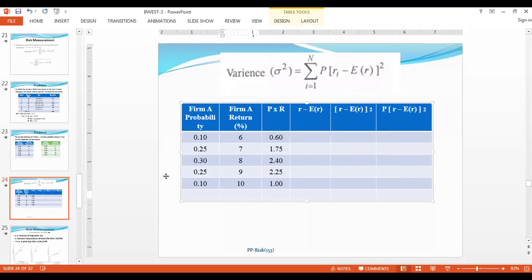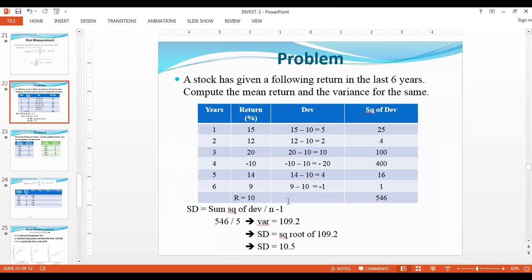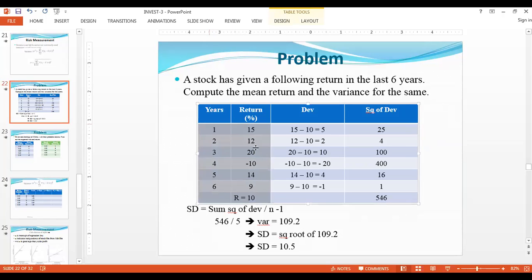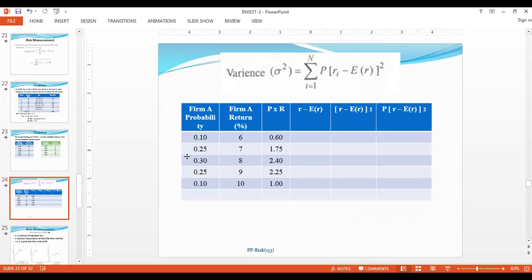See, I'll just tell you one thing. Here, what did you do? You added it and divided by the number of observations, right? Please pay attention to this particular slide. In this slide of the last problem, you added the returns and divided it by the number of observations. Clear? Here, do you have number of observations? These are not observations. These are probability values. Don't confuse probability values with number of observations.